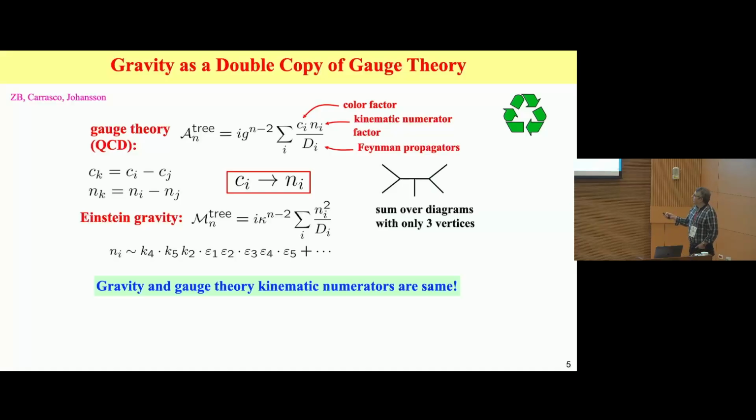We take an n-point tree amplitude, there's your QCD, and if you want to convert it to a gravity amplitude, you put it into this format so that the numerators satisfy the same Jacobi identity that the color factors do. And then you replace the color factor with the numerator factor. There's your double copy, there are 2 copies of the numerator, and lo and behold, you get gravity. Okay, and that's of course very cool.